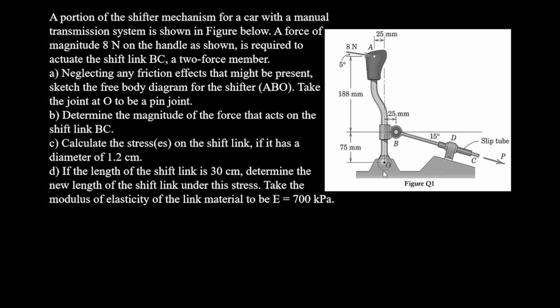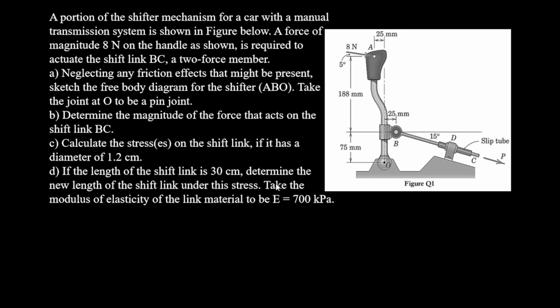Then B says determine the magnitude of the force that acts on the shift link BC. And C says calculate the stresses on the shift link if it has diameter 1.2 centimeters, and if the length of the shift link is 30 centimeters, then determine the new length of the shift link under this stress. Let's say you take the modulus of elasticity to be E equal to 700 kilopascal.